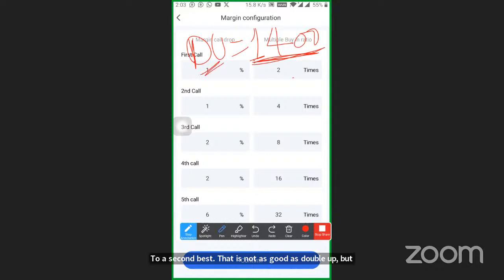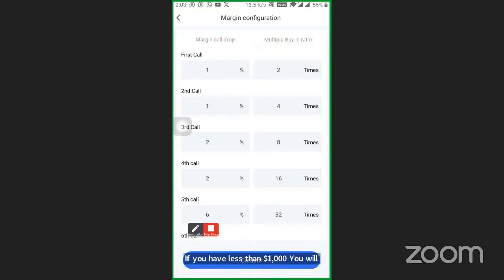Because double up is best. If this is best, I will give you the second best strategy, that is called Fibonacci. Fibonacci will allow you to trade with less than $1,000. If you have less than $1,000, use Fibonacci. How does Fibonacci work?